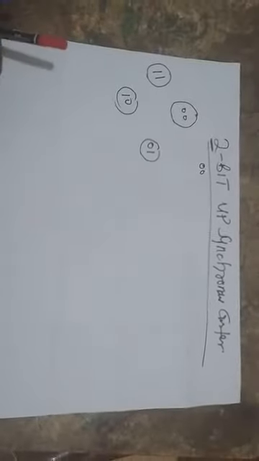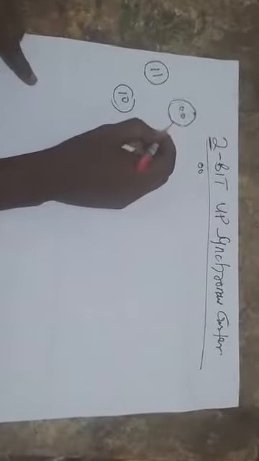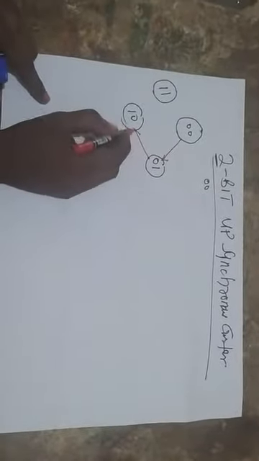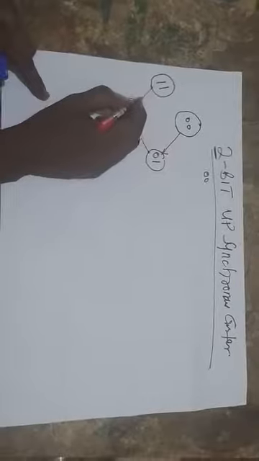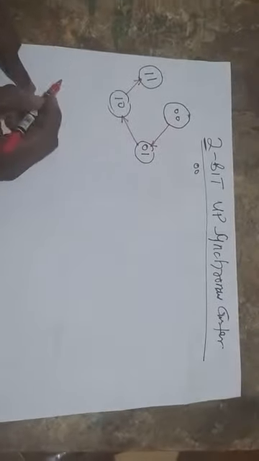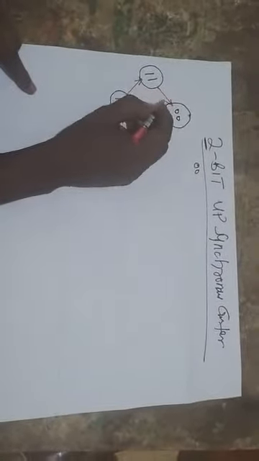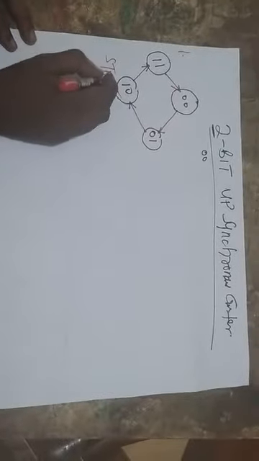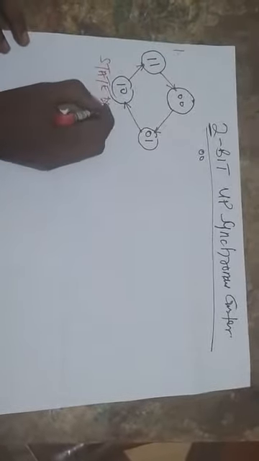Then how is the transition going to look like? From 0 0, the count should go to what? 0 1. From 0 1, we count 1 0. From 1 0, we count 1 1. And then from 1 1, we go back to 0 0. Okay, so this is the first thing we do. That is the state diagram for our 2-bit synchronous counter.